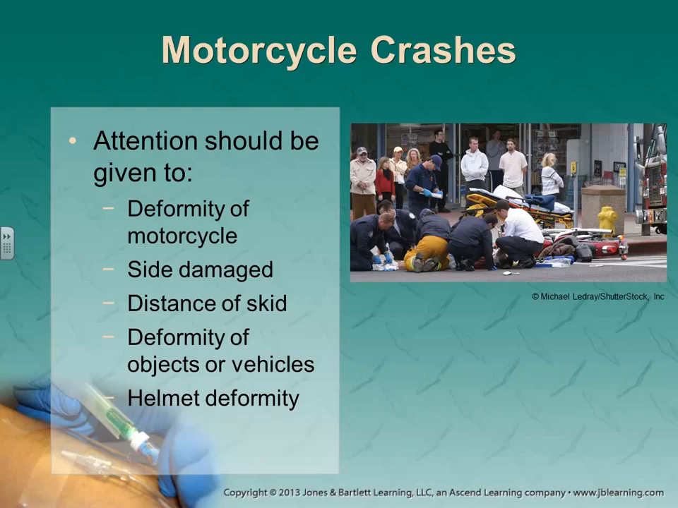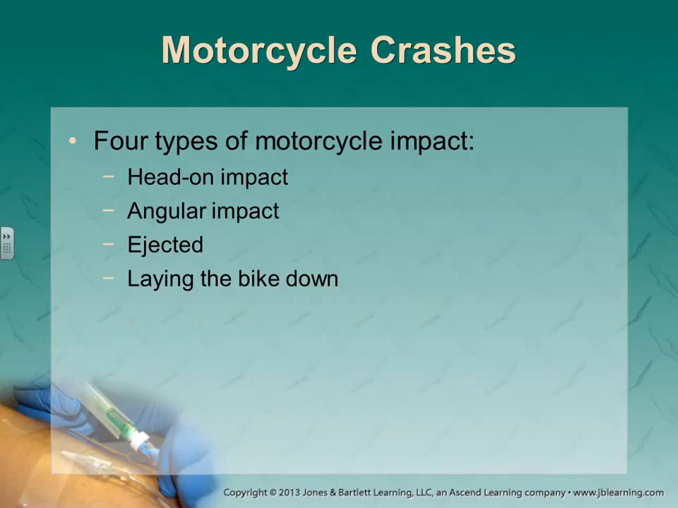So of course in our scene size-up, we've got to look at how badly the motorcycle was deformed, where it was impacted, how far it slid. Because depending on the surface and the length of how far it slid, that could cause significant injury to the motorcyclist as well. And then helmet deformity. So you've got four types of motorcycle impacts: your head-on, your angular, your ejected, and laying the bike down.